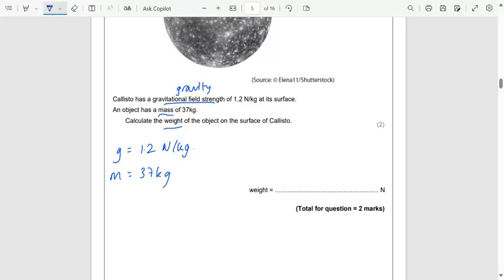And now I'm going to find a formula in my formula booklet, and I see that it gives me weight is mass times gravitational field strength. So now I'm trying to find the weight, so I'm just going to substitute in my numbers. So the mass is 37 and gravity is 1.2. If I put that in my calculator, I get about 44.